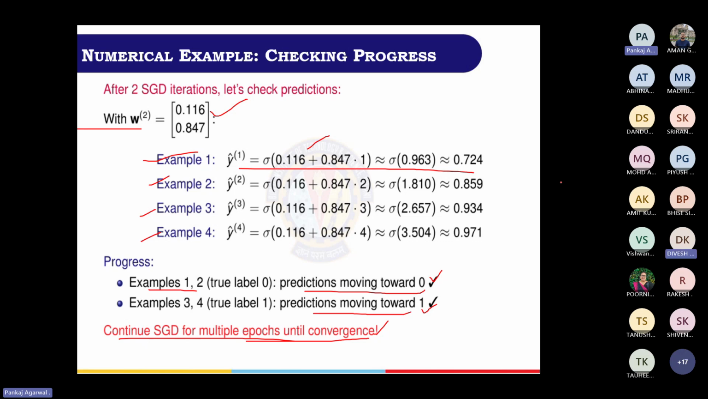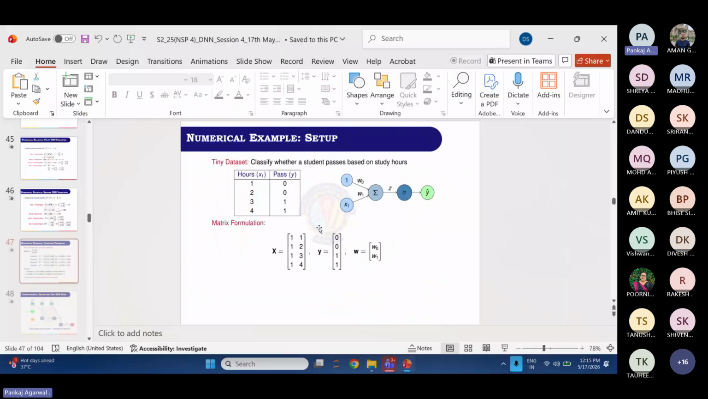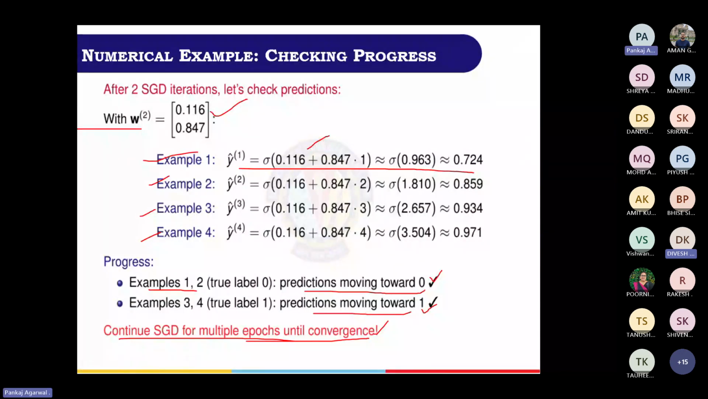I have a little question, sir, on this example one and two. We are saying predictions are moving towards zero, but why are we saying that? I could not get that. Its sigmoid output is still 0.7, 0.8. The true label is 0, so how are predictions moving towards 0?